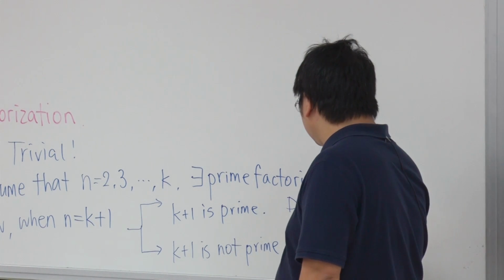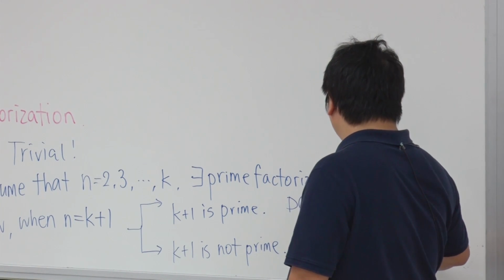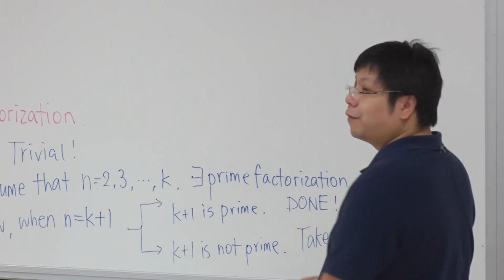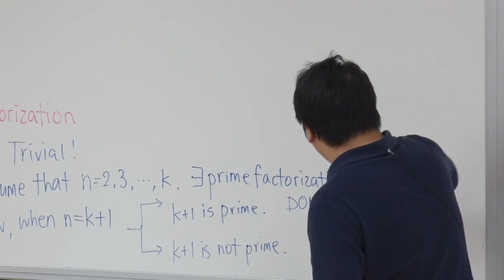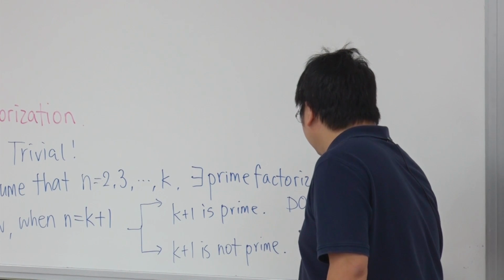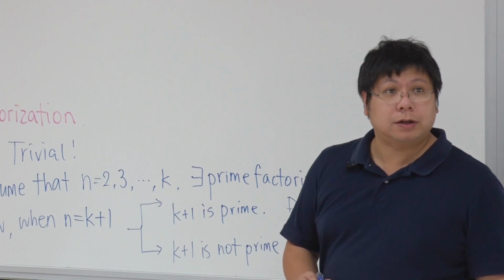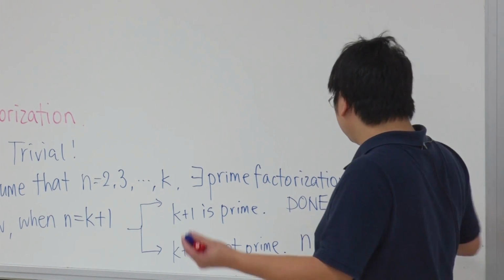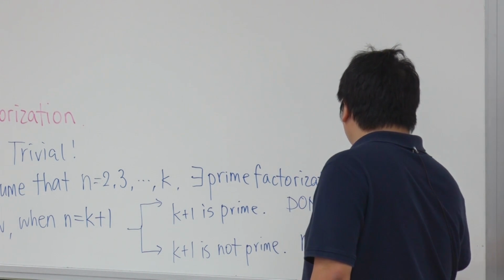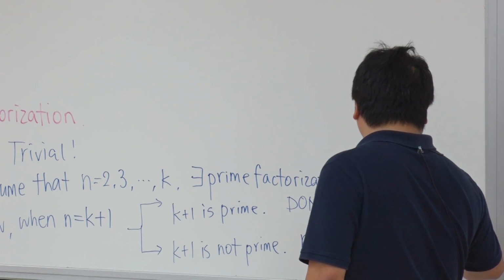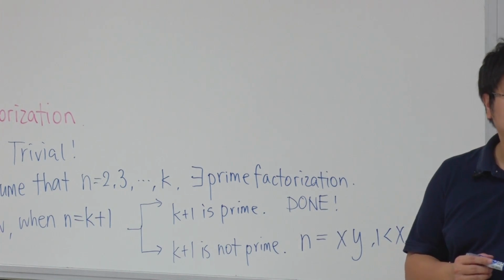Then it implies we take out a factor. It does not need to be a prime factor. So in that case, your n equal to k plus 1 can be expressed as a product of two numbers, x and y. n is equal to xy, such that x and y are both less than n, and both greater than 1. Is that okay?